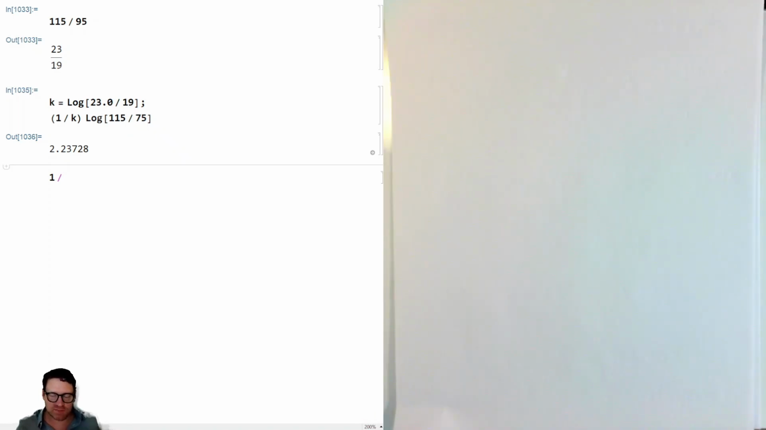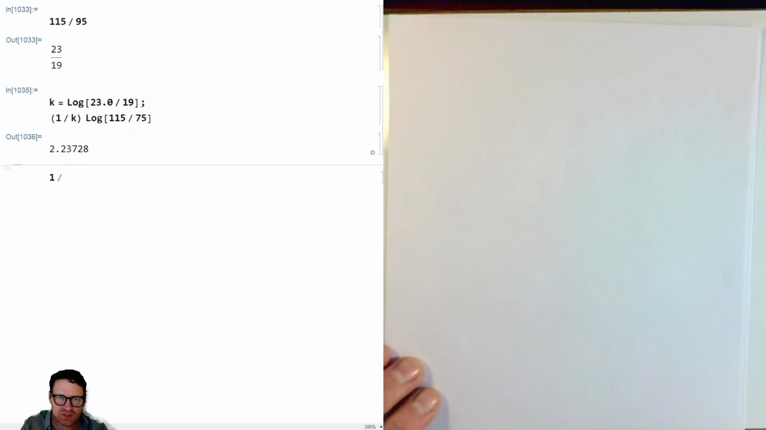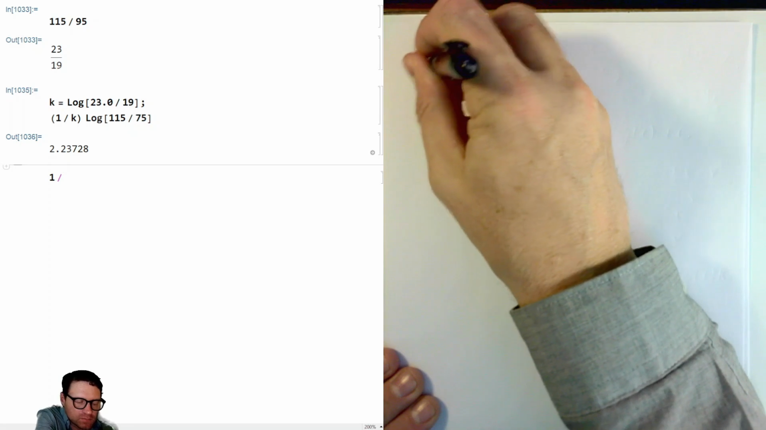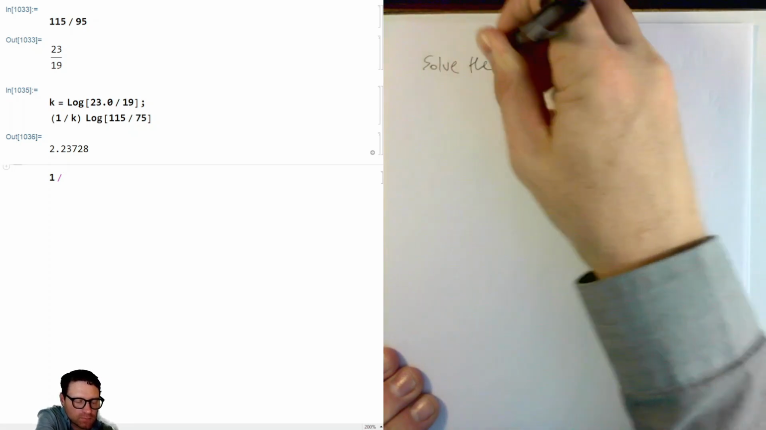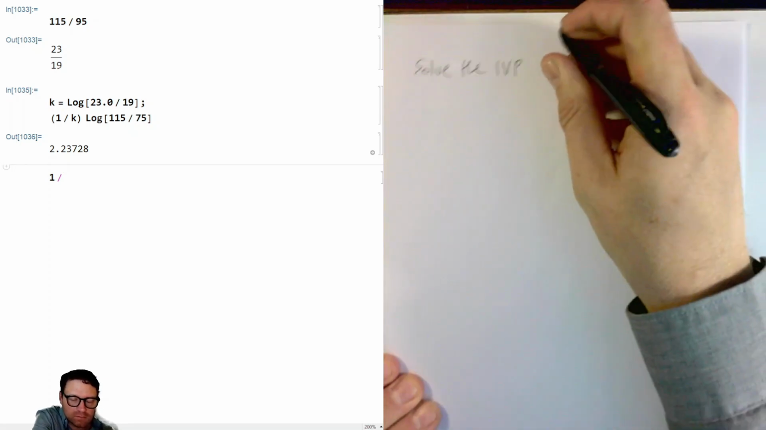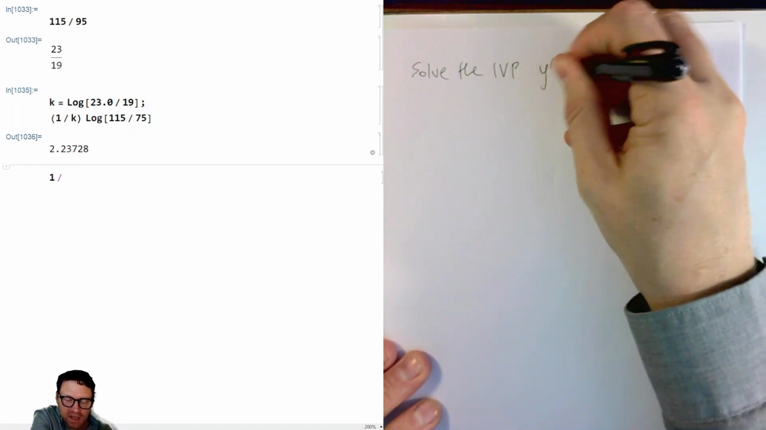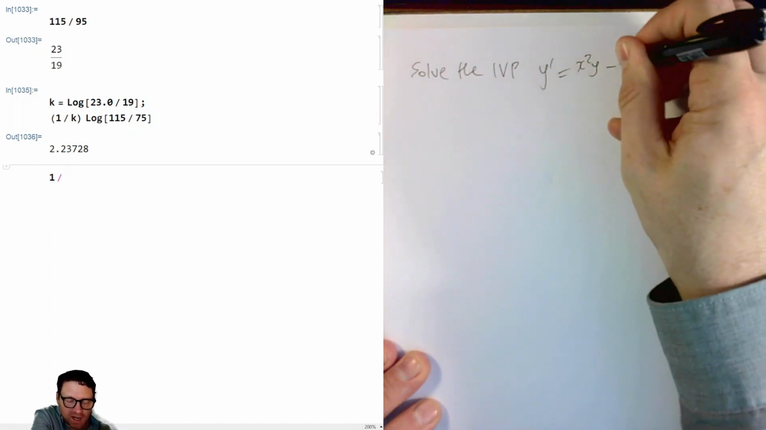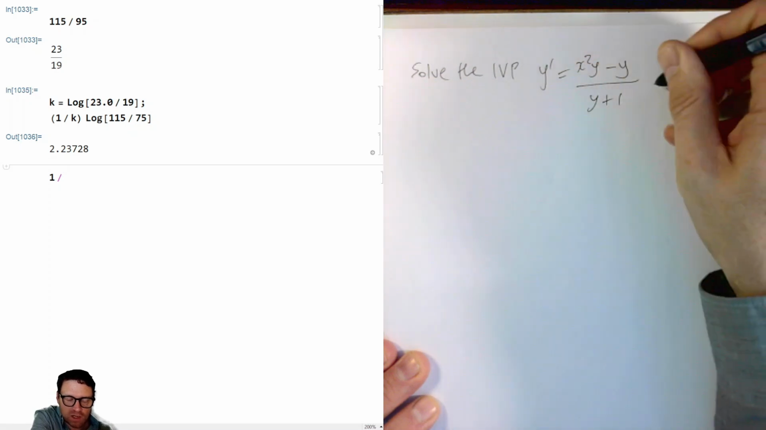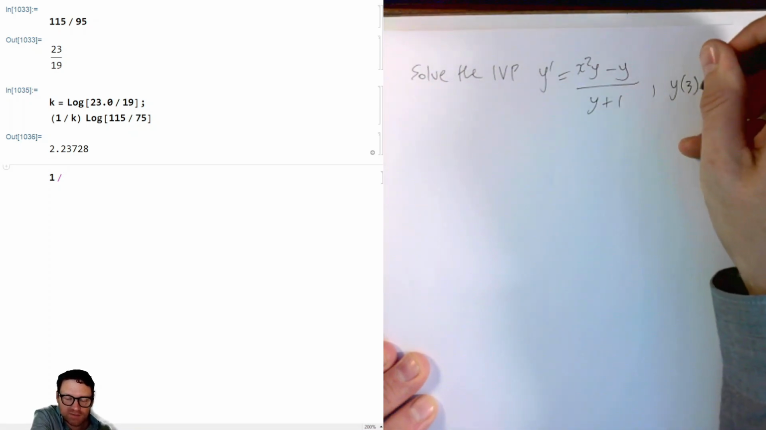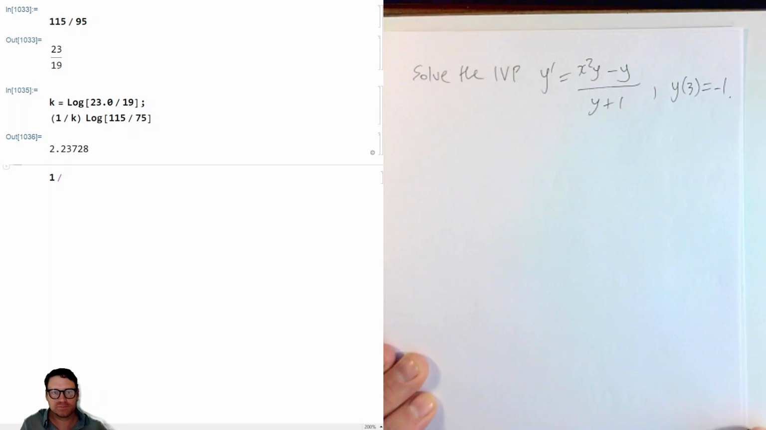All right, let's move on and do another one of these. Solve the initial value problem: y dash equals x squared y minus y over y plus 1 with y of 3 equals minus 1.